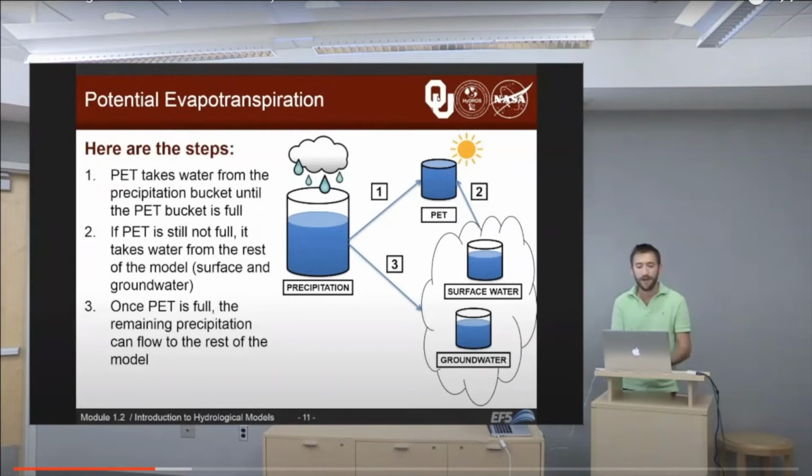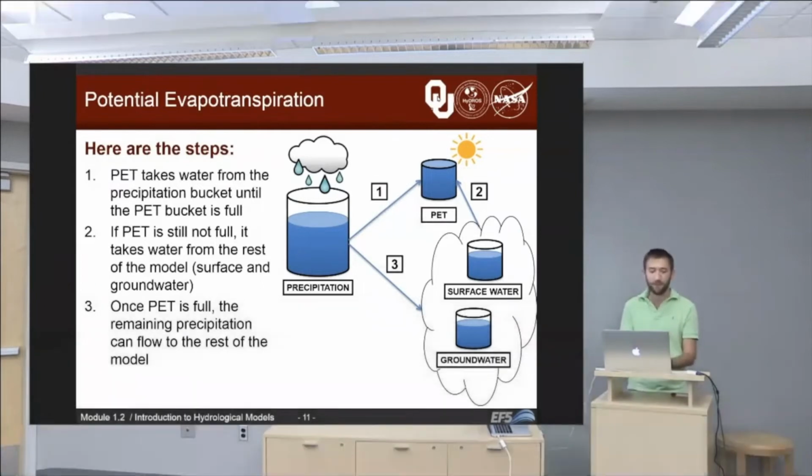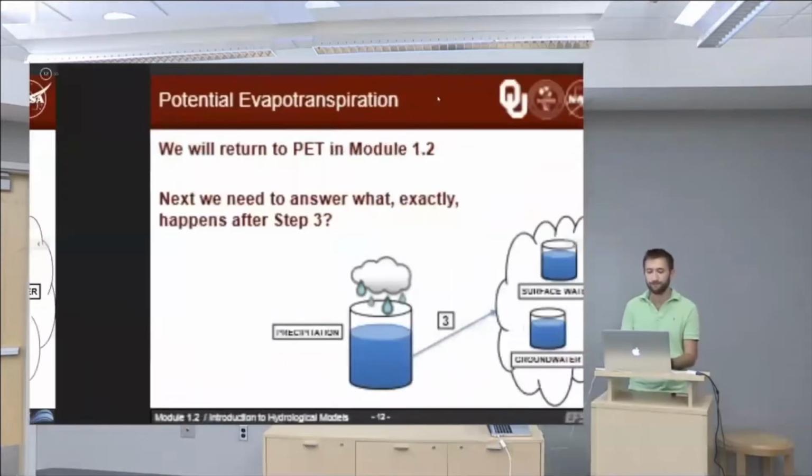Once PET is full, the rest of the water in the precipitation bucket empties out along area 3 and starts to fill up the surface water and groundwater buckets.